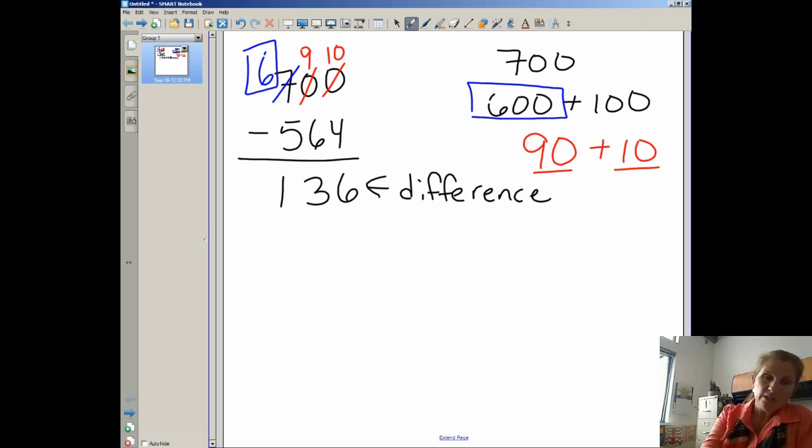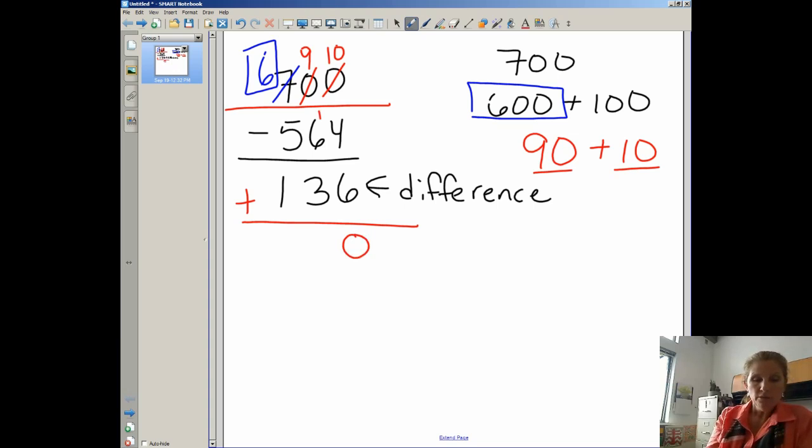I'm going to check it by adding together my difference and my subtrahend. 4 and 6 is 10, and I carry the 1. 6 and 3 is 9, plus 1 is 10, and I carry the 1. 5, 6, 7, 100. So what I did was I took 100 and I gave some to the 10s and I gave some to the 1s, and then I was able to subtract.